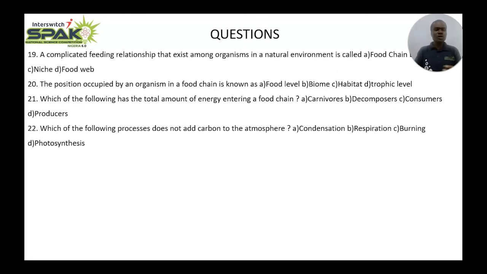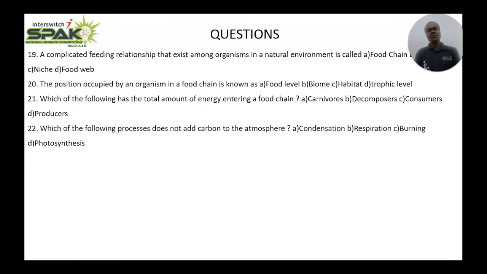The next question is, which of the following processes does not add carbon to the atmosphere? Is it condensation? Condensation is when water molecules in the atmosphere condense and drop as rain. Respiration releases carbon dioxide as a byproduct. Burning releases carbon dioxide as a byproduct. But photosynthesis, which is more appropriate, many things can condense to release different kinds of things.